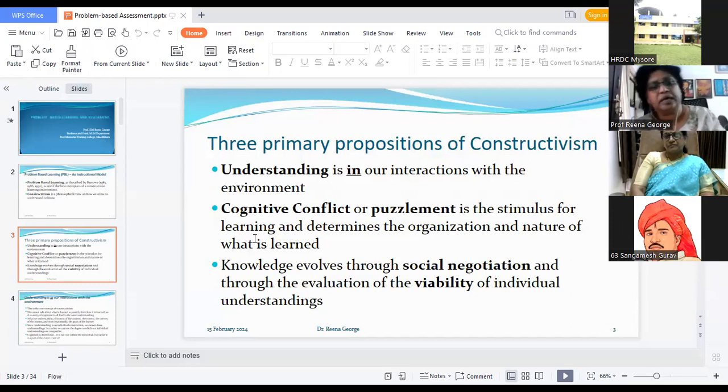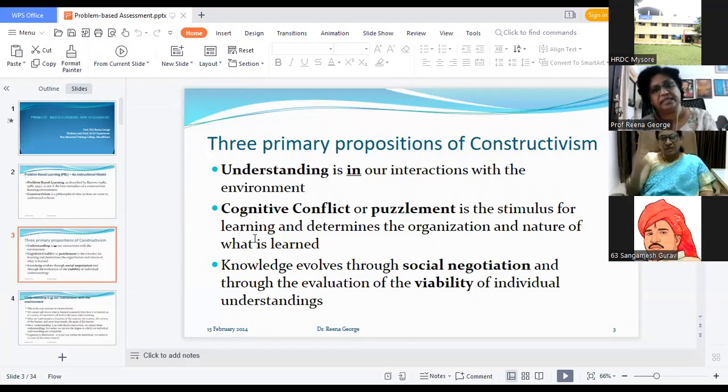And the third one is that knowledge evolves through social negotiation and through the evaluation of the viability of individual understandings. Okay, so just keep these things in your mind. Understanding is inherent in us. Whenever we interact with our environment, we are understanding things.